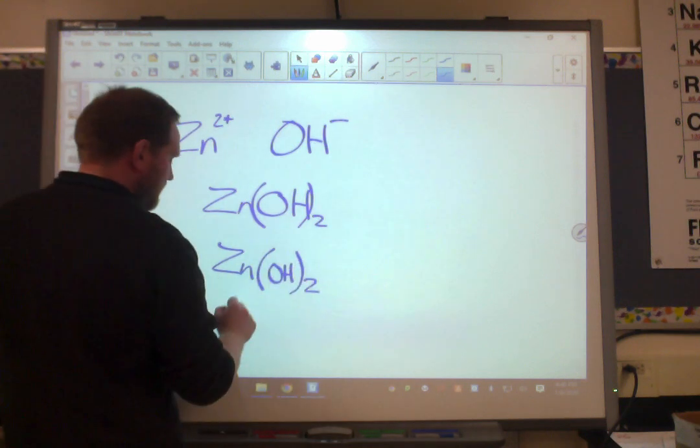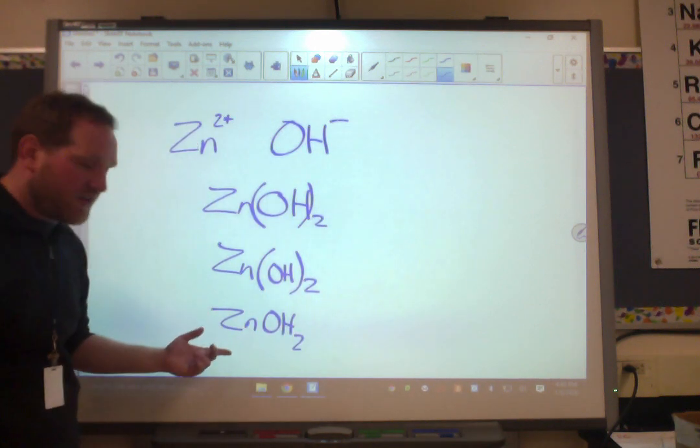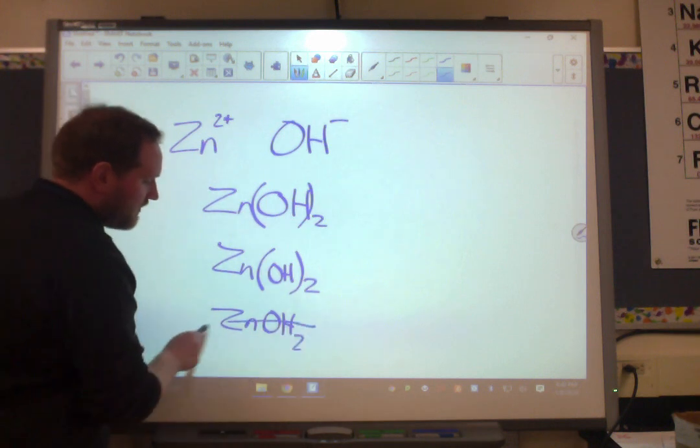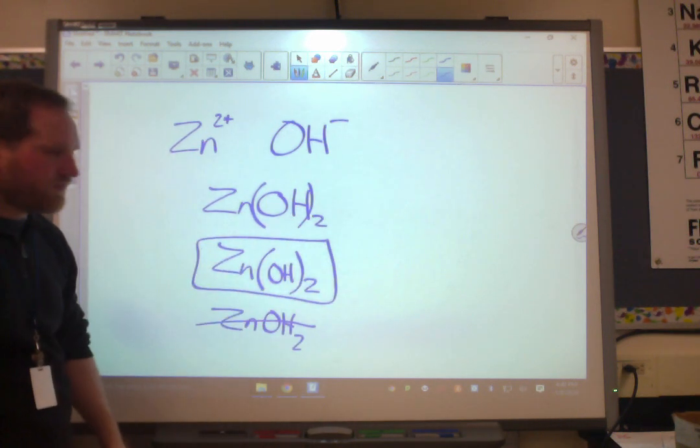And you might say, you know, come on, is it really necessary? Can't you just write it this way? No, because this shows 1 O and 2 H's, so this is not correct. This is how you would do it, and this would be called zinc hydroxide.